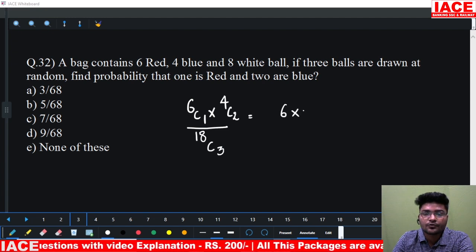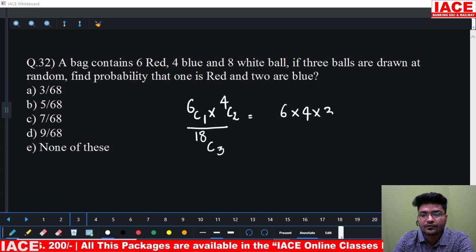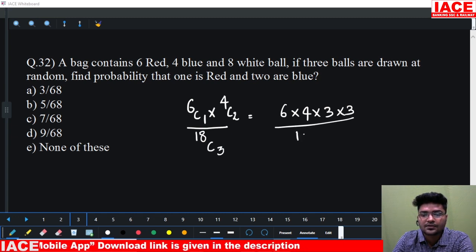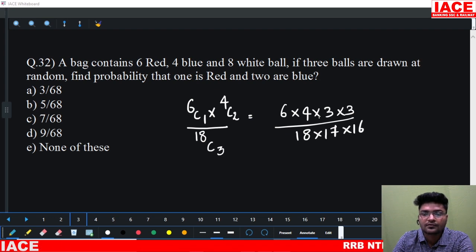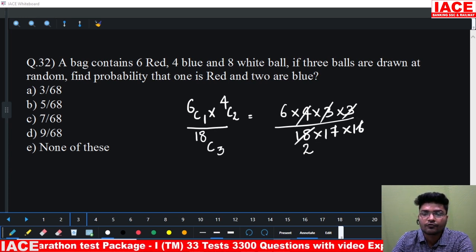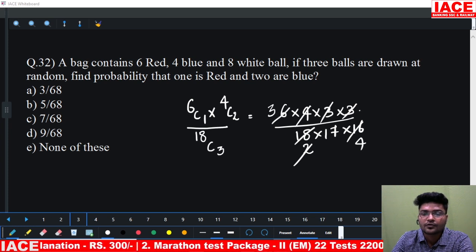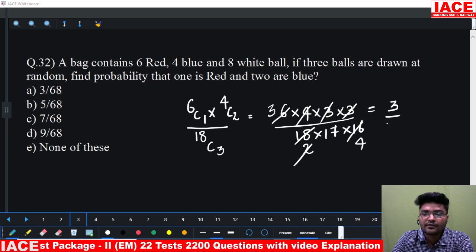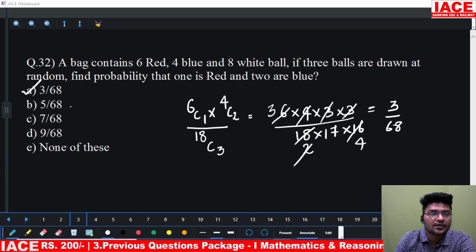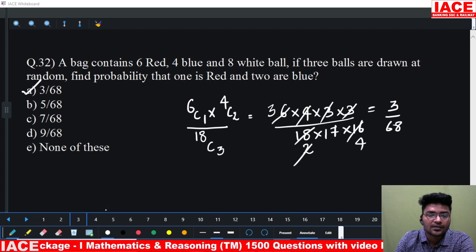Let us calculate this. This is 6 into 4 into 3, divided by 3, divided by 18 into 17 into 16. So 3 into 3 is 9, 9 into 2. Now 4 ones are 4, 2 ones are 2, 3 threes. So what is left out? 3 by 17 into 4 is 68. 3 by 68. Option A is the correct answer.